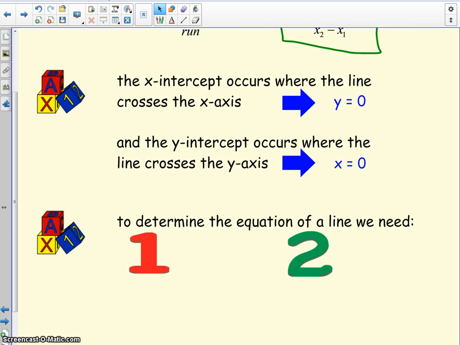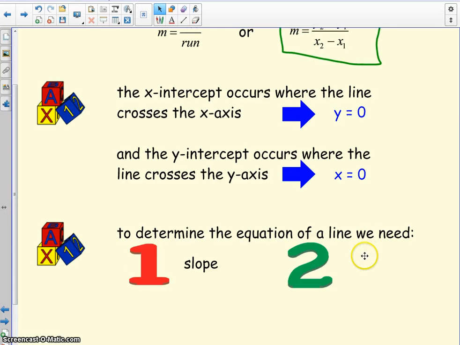Okay, and last but not least, to determine the equation of a line, we need two things. First and foremost, more than anything, we need to know the slope. So we need to find some way of finding that out, whether it's from a graph or from given points. And once you have the slope, the other thing that you need, depending on the form that you want to create, you may have been taught that you need the y-intercept. Well, that's true. You need the y-intercept if you want to create slope-intercept form, y equals mx plus b.